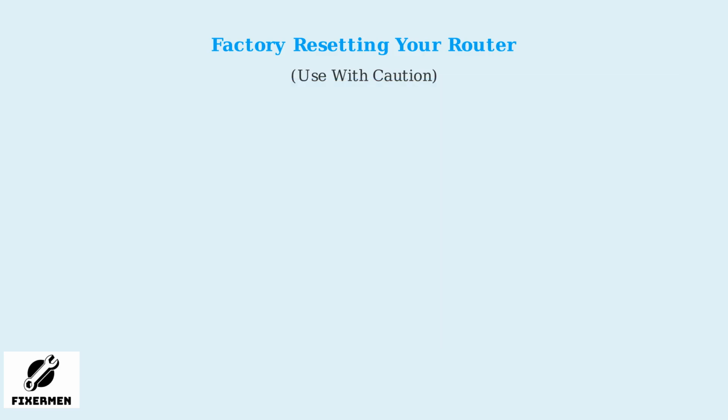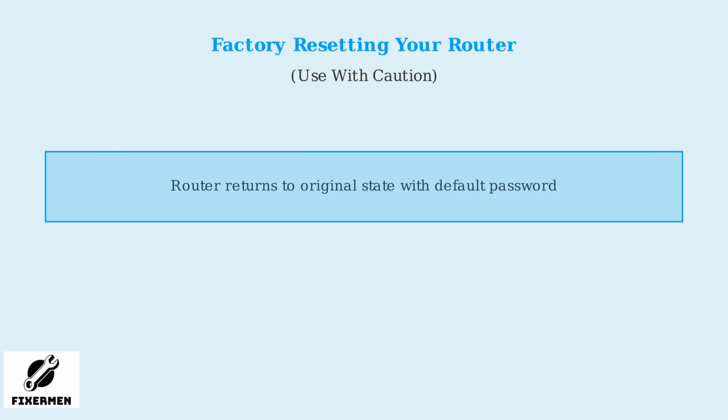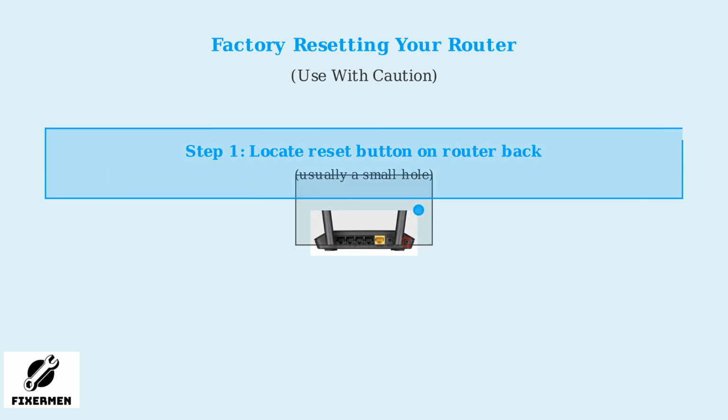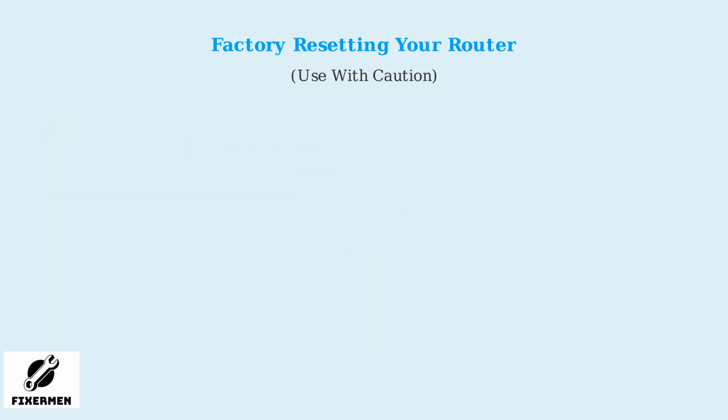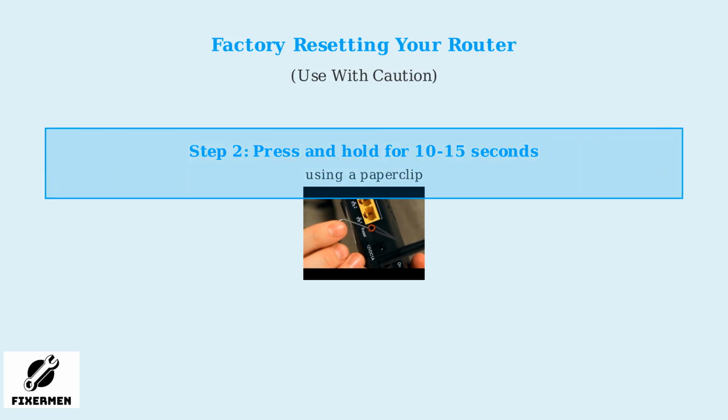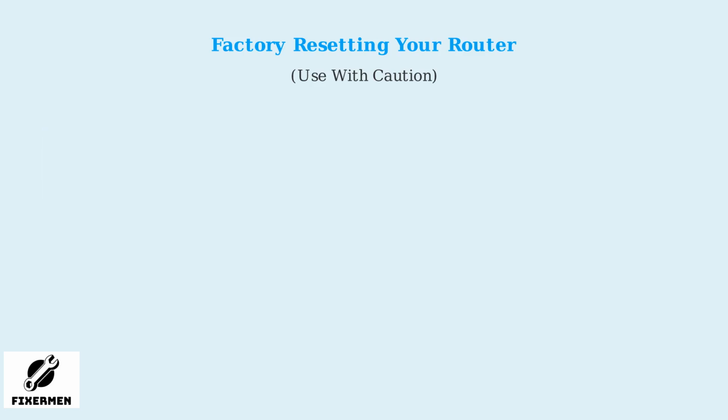This will erase all custom settings and revert it to its original state, including the default password. Factory reset returns the router to its original factory state with the default password. Be aware that all your custom configurations will be lost. Step 1. Locate the reset button on the back of the router. It's usually a small hole that requires a pointed object to press. Step 2. Press and hold the reset button for 10 to 15 seconds using a paperclip or similar pointed object. The router will restart and reset to factory settings.